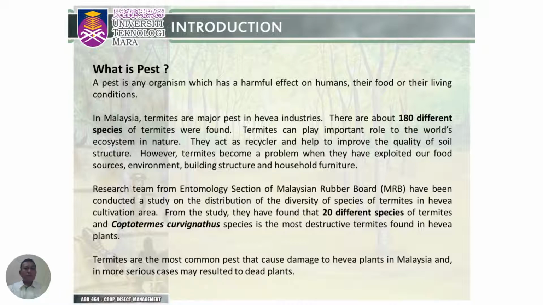A research team from the Entomology Section of the Malaysian Rubber Board (MRB) conducted a study on the distribution and diversity of termite species in Hevea cultivation areas. From the study, they found 20 different species of termite, and Coptotermes is the most destructive termite found in Hevea plants. Termites are the most common pests that cause damage to Hevea plants in Malaysia, and in most cases may result in dead plants.